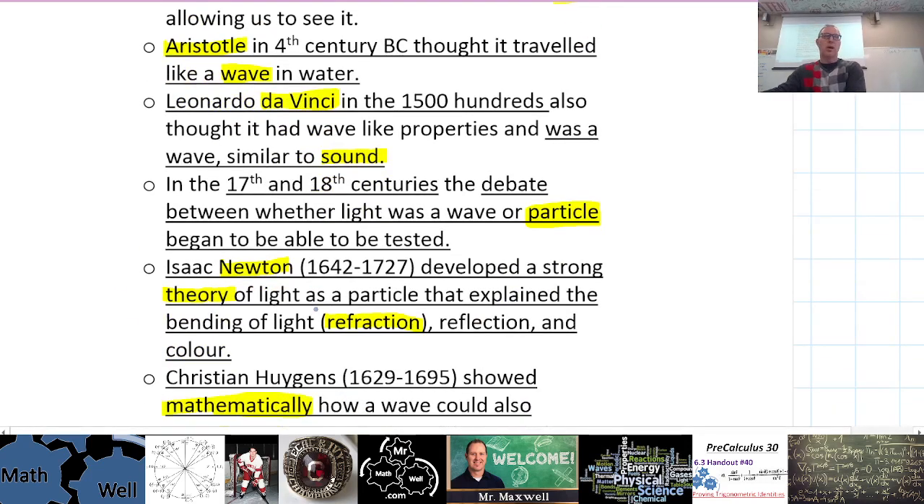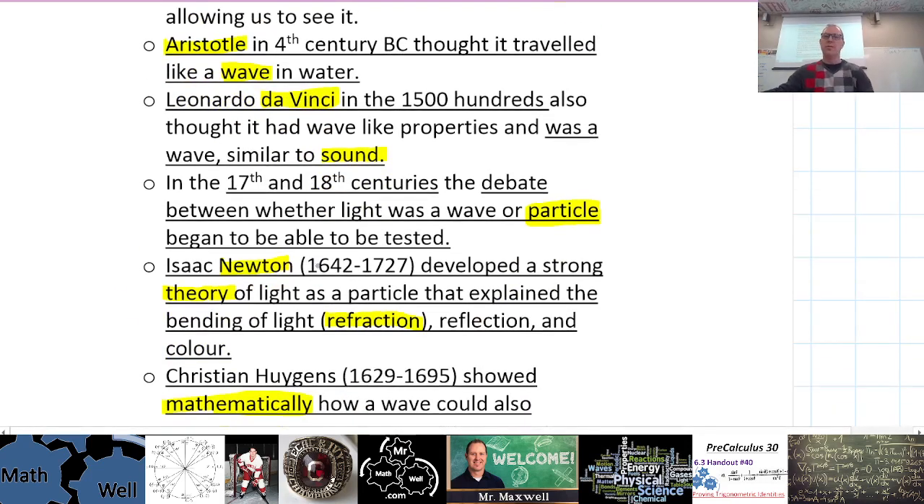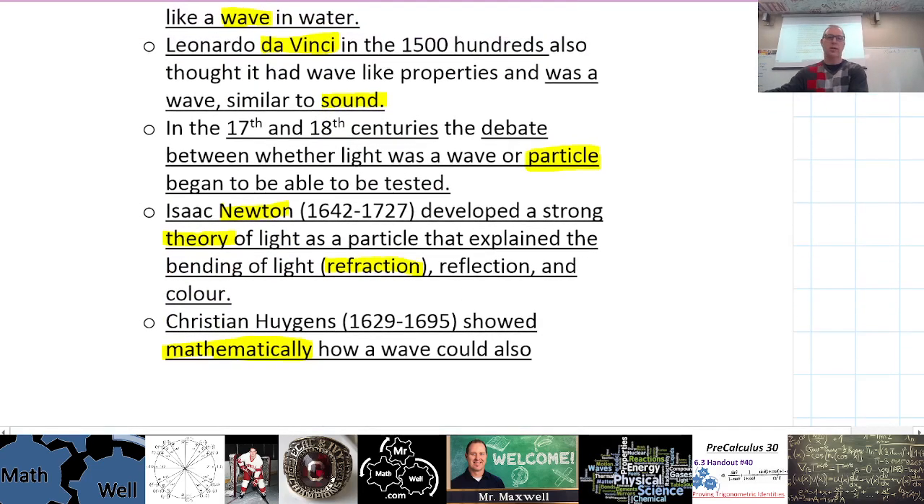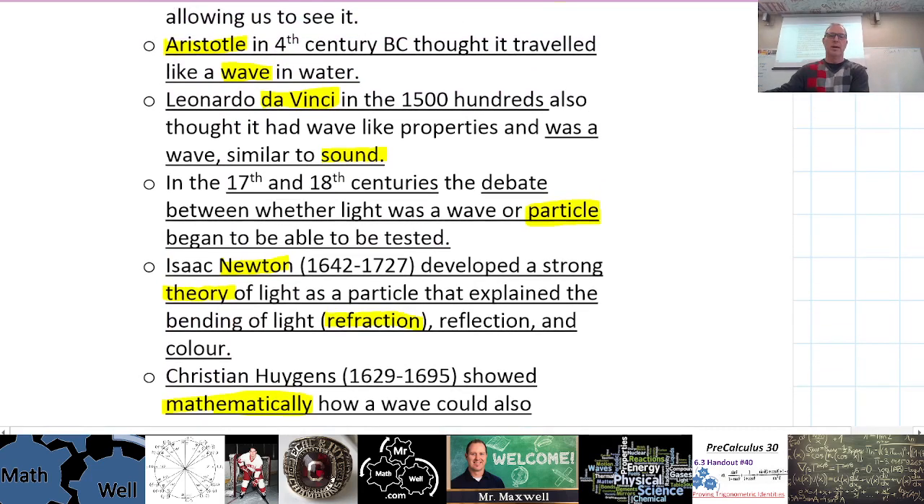Isaac Newton, you've probably heard of him. Isaac Newton developed a strong theory of light as a particle that explained the bending of light, that's refraction, and reflection, and color. So Newton contributed much to light, as well as James Clerk Maxwell, which isn't on this list, but electromagnetic spectrum and waves, and that was developed further.